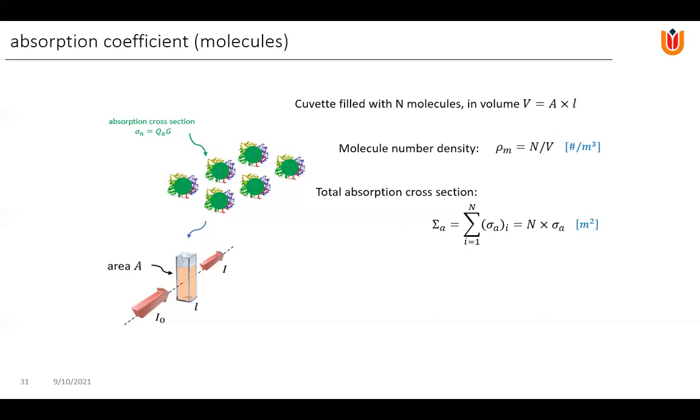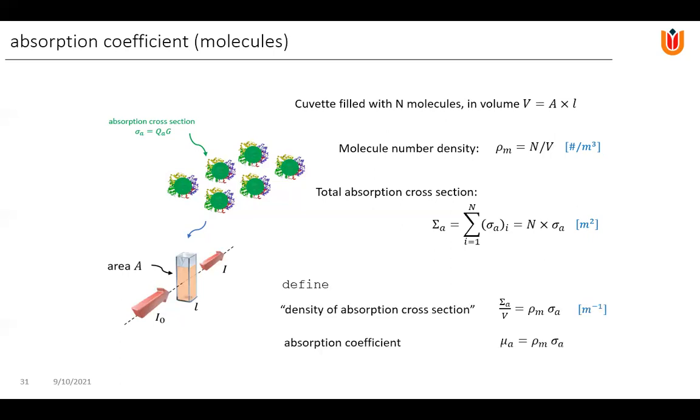Now let's combine that with the expression for rho. We can define again, this is, I promise, the last new quantity. We can define an absorption coefficient, or the density of absorption cross section, by taking the total absorption cross section of all the molecules and dividing that by the volume. So that would be a density.